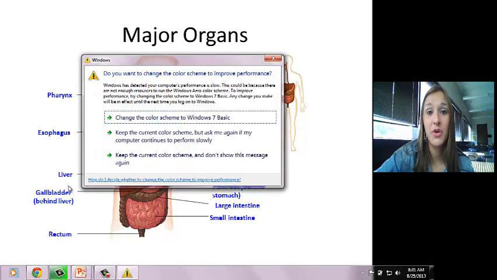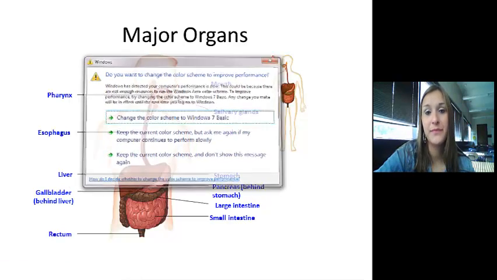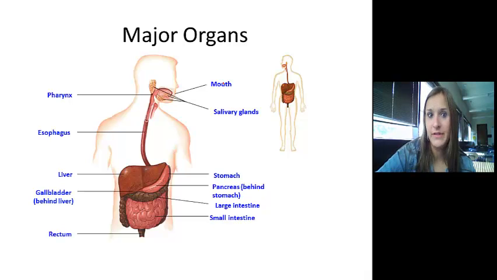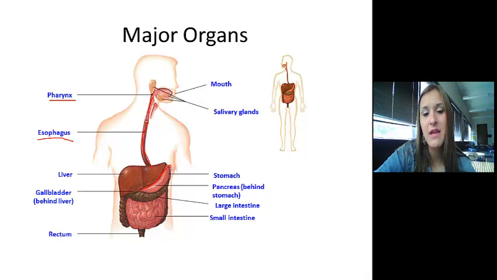Here are our major organs of the digestive system. We have your mouth, obviously where it starts, your salivary glands, which are helping to produce saliva. Your pharynx is a fancy word for throat. Your esophagus is this long tube that's going to be leading to your stomach. It doesn't look like it's leading to your stomach in this picture, but the stomach sits right behind the liver.